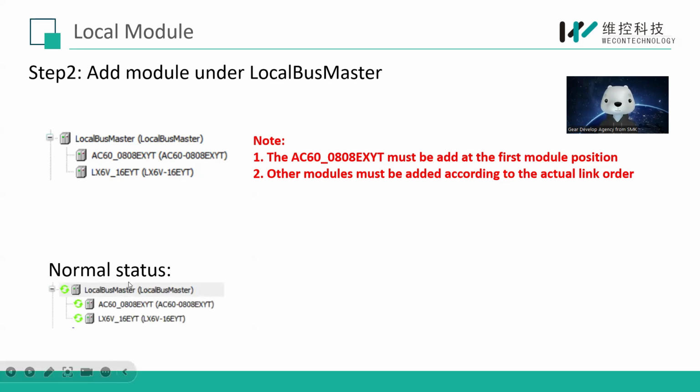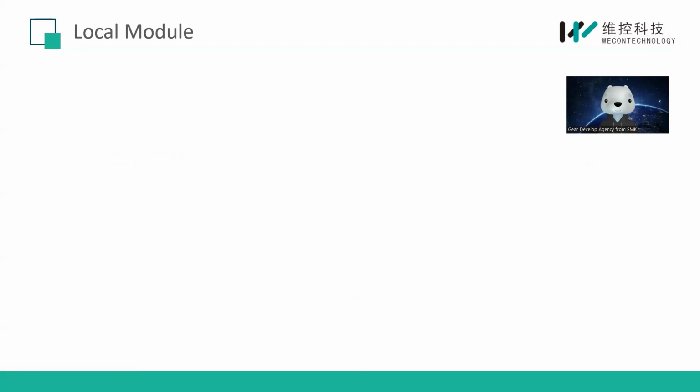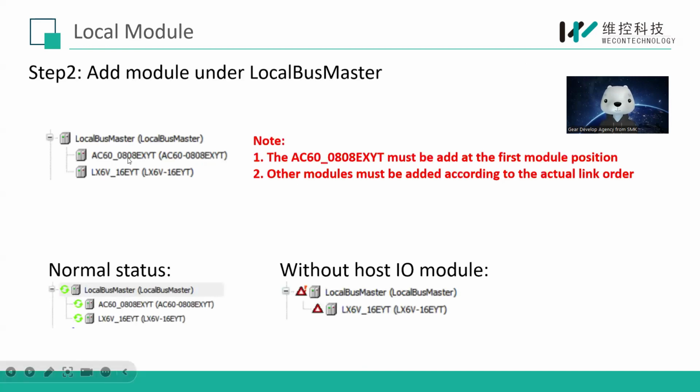Normally the status of our module will look like this, with a green lamp. For example, here, if you didn't add this host I/O module, and you only connect the configured modules, you will get this error. And this is the first way. You can add the module manually this way.